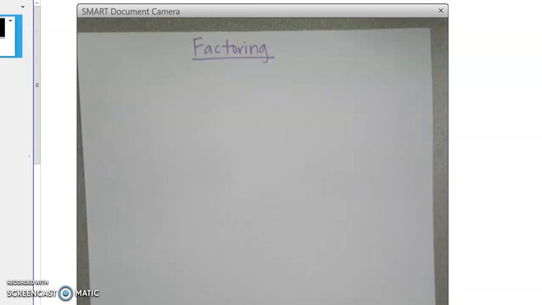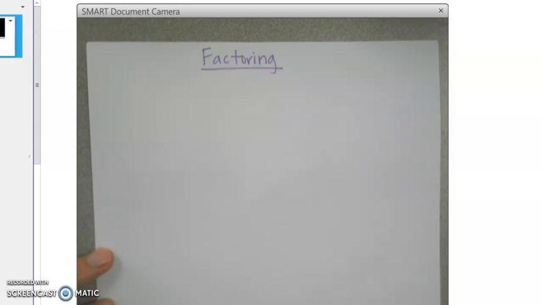Guys, today we are going to be factoring. You have actually done factoring before in Math 1, definitely a bunch in Math 2, but they put it in the curriculum for Math 3. So for some of you, this will be a really nice review, and for some of you, you get a second chance to learn how to do this.